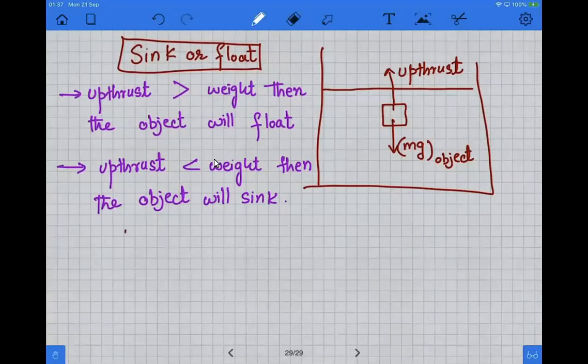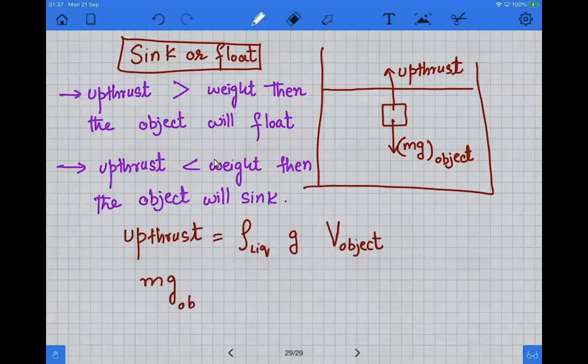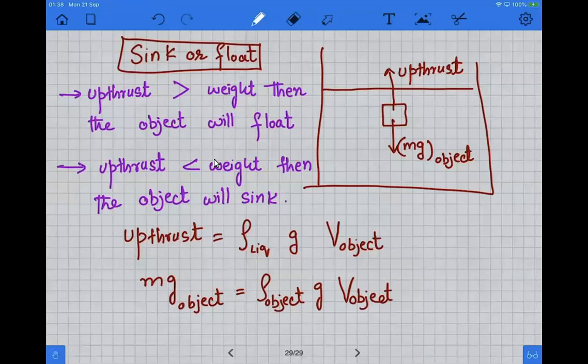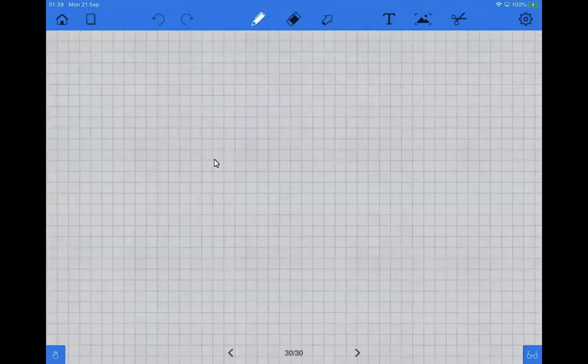And to further understand that, if we break upthrust into basic terms, then we know that upthrust is equal to the density of the liquid into g into volume of the object. And on the other hand, the weight of the object is equal to the density of the material of the object into acceleration due to gravity into volume of the object. Now, if we write this decomposed form of the weight and the upthrust, then this gives an important comparison.